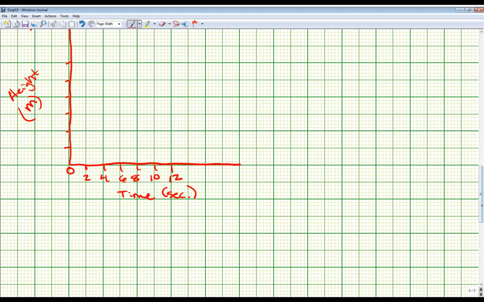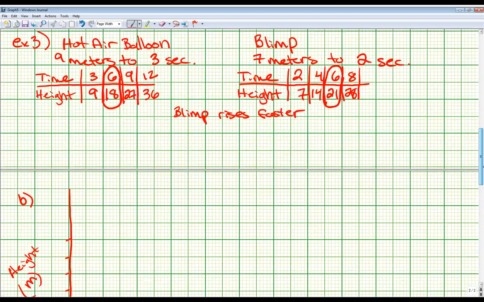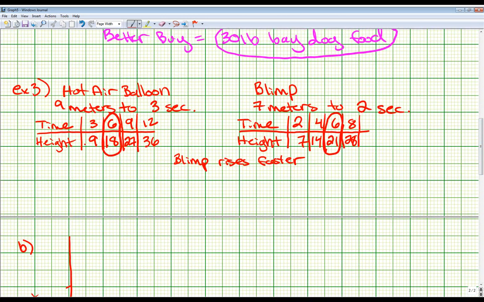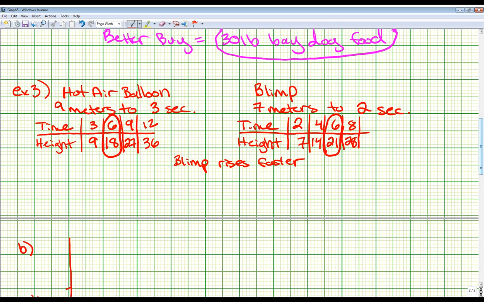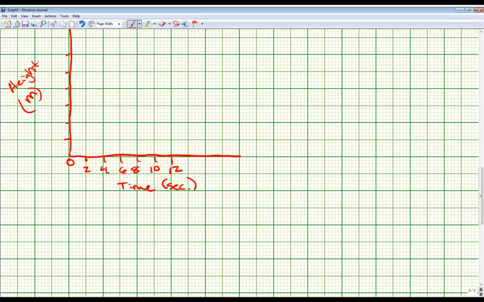So there's our time. And now our height, let's see our highest number on our height. We've got 36 here and 28 here. So we have to decide what we're going to go by up the side for our height. We don't want to probably go by ones because I have to get all the way to 36. So maybe we go by threes this time. Or fives. Let's go by fives.